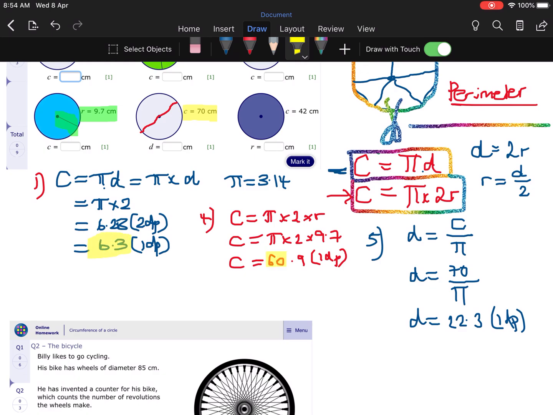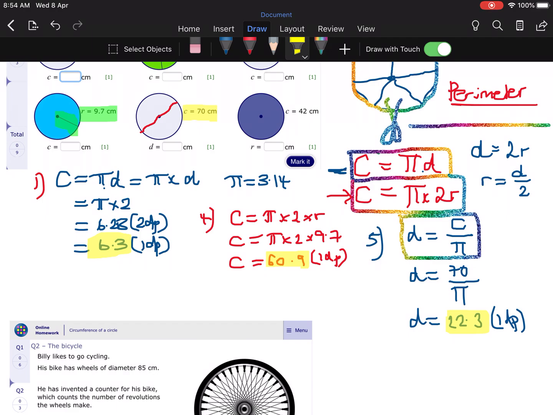Question 4 would be 60.9 centimeters, a lot bigger. And D is the biggest one because it has a circumference of 70 and a diameter of 22.3. So please use your formulas that I've given you. I've given you 3 rules. C equals pi d, or C equals pi times 2r. And if you want to find the diameter, you need to use d equals c over pi.